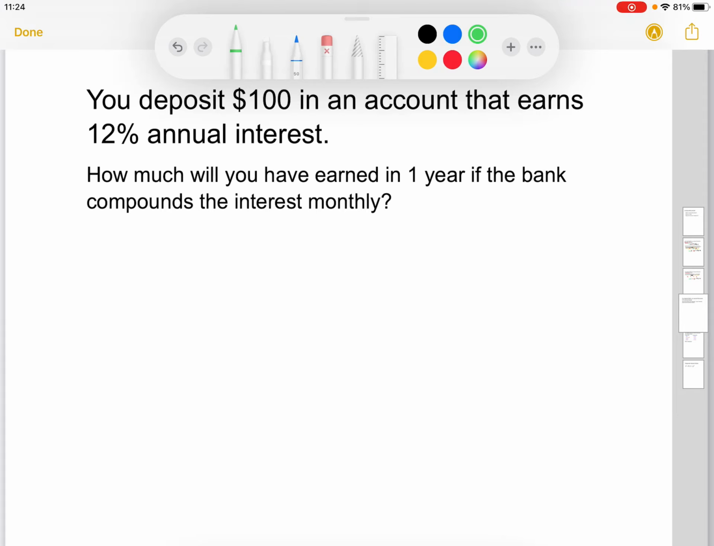Okay, hopefully you had an opportunity to try this out. Now, since we are compounding our interest monthly, we need to split our 12% annual interest into each month. So really, this is 1% monthly.